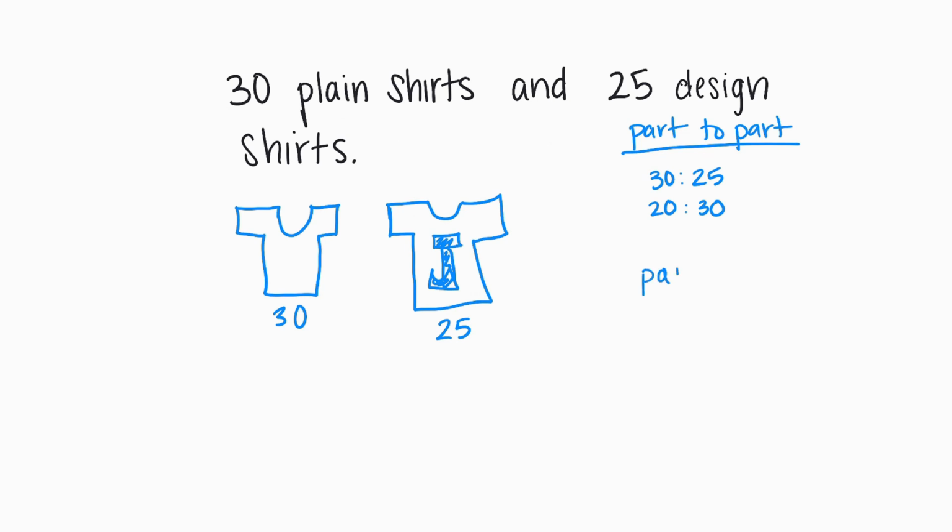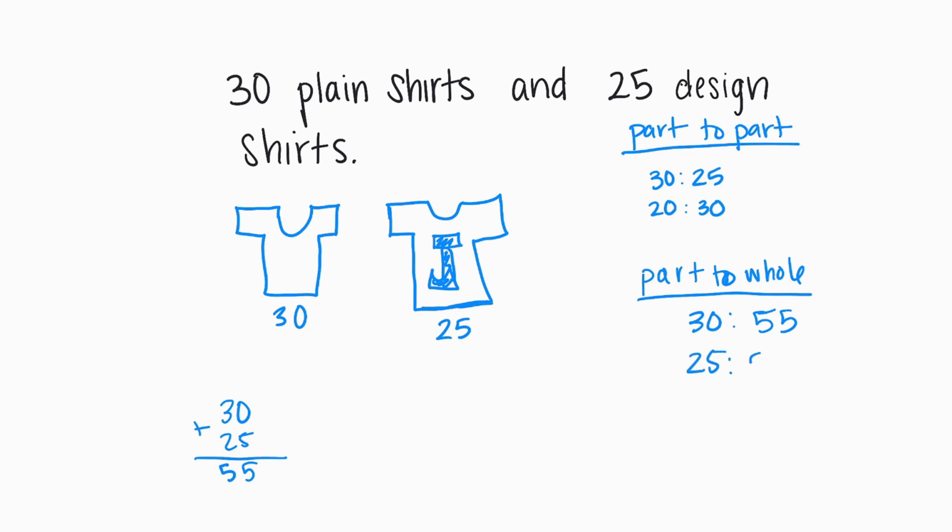Now, if I want to look at part to whole, how do I do that? I do that by combining these two. So 30 plus 25, and it's always okay to show your work, is 55. So now I know that I have 55 shirts total. So if I want to compare undesigned shirts, just plain t-shirts, then I can put 30 to 55. If I want to compare these design t-shirts, I can say 25 to 55 to compare the quantities.